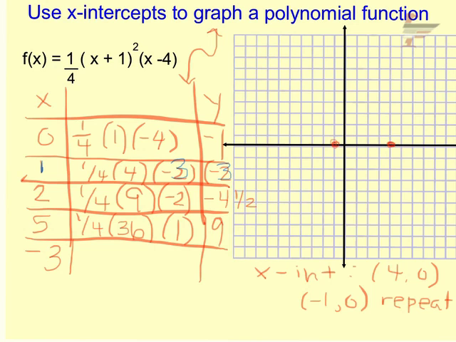Then I do -3. So -3 plus 1 is -2, but -2 squared is +4. -3 minus 4 is -7. So 1/4 of 4 is 1. 1 times -7 is -7. Now I'm going to cross my fingers here.